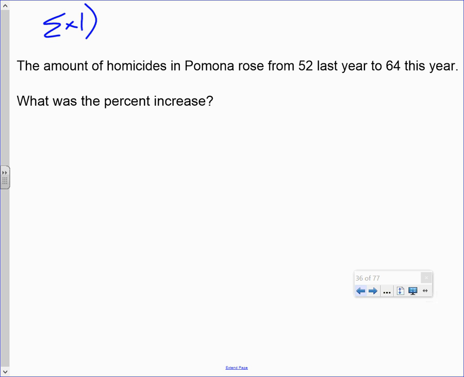Example 1. Go and write example 1 down. The amount of homicides in Pomona rose from 52 last year to 64 this year. What was the percent increase? Rose from 52 last year to 64 this year. What was the percent increase? I know it shouldn't be rising, but go and write it down first.